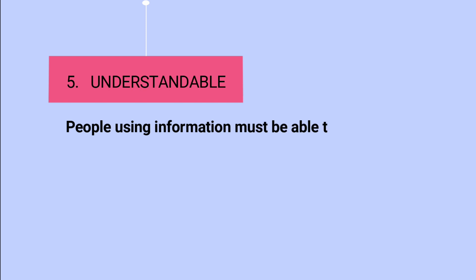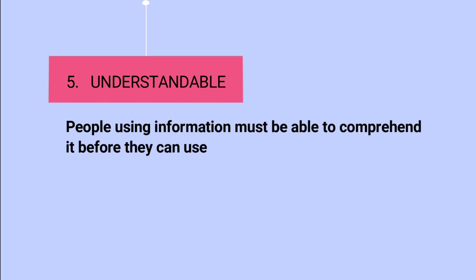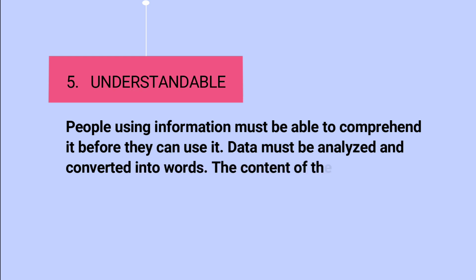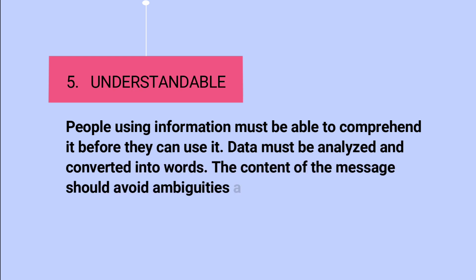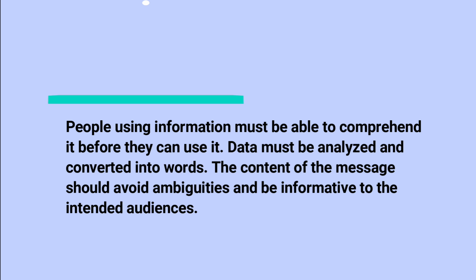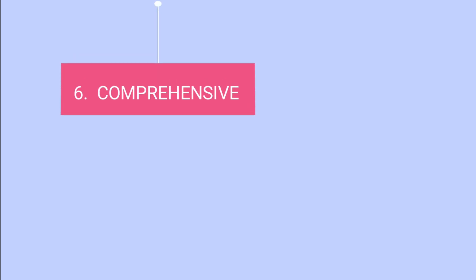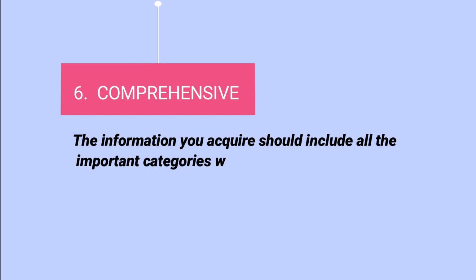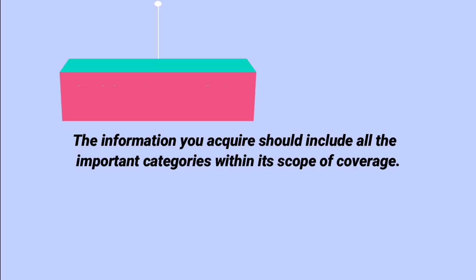Next, we are going to talk about understandable. People using information must be able to comprehend it before they use it. Data must be analyzed and converted into words. The content of the message should avoid ambiguity and be informative to the intended audiences. Next, we talk about comprehensive. The information you acquire should include all the important categories within its scope of coverage.